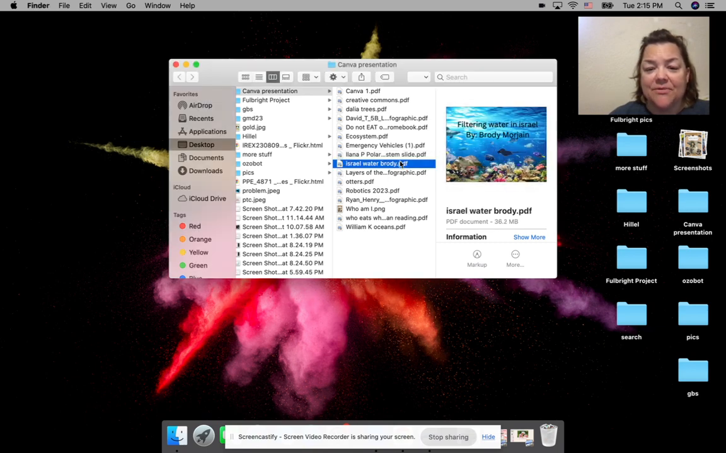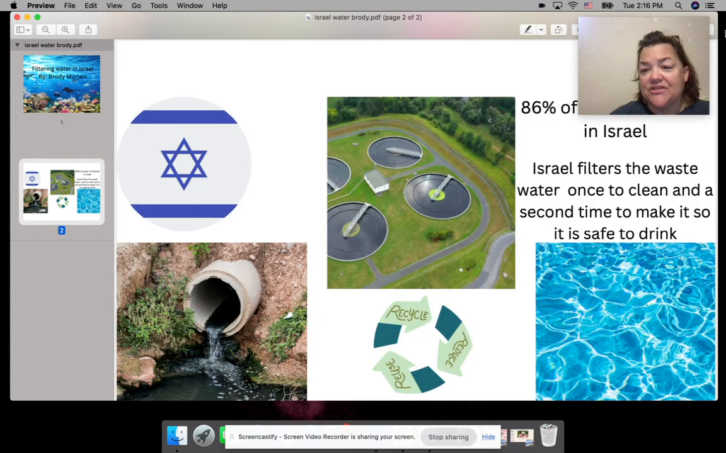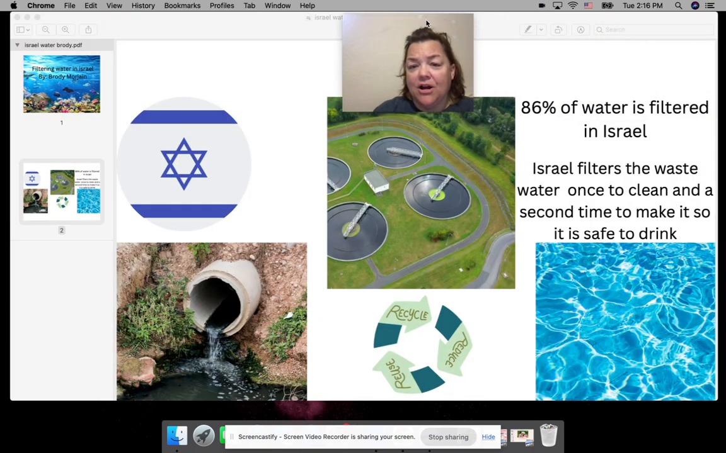So here's another one. This is another article. The article was called Filtering Water in Israel. And so this is what that student created to show what they had learned. Now, again, this is what's on the screen. He has very few words. But by looking at the pictures and reading his very few words, I was able to figure out what the article was about. I can also use this to then ask him more.